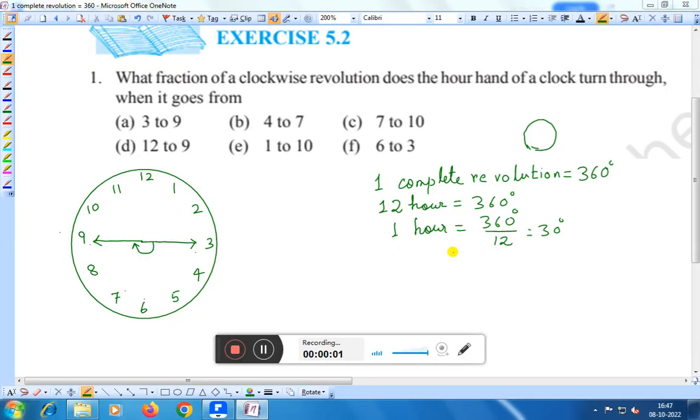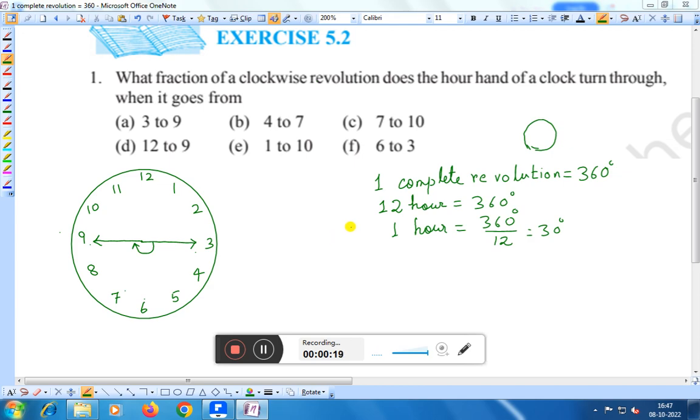Hello everyone. Today we will discuss exercise 5.2 question number 1. What fraction of a clockwise revolution does the hour hand of a clock turn through when it goes from 3 to 9, 4 to 7, 7 to 10, 12 to 9, 1 to 10 and 6 to 3.